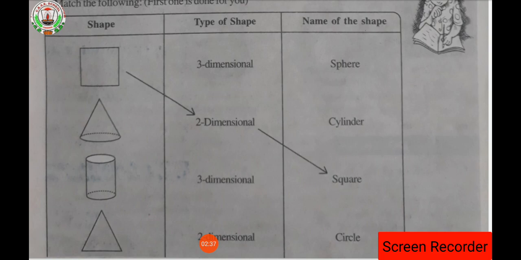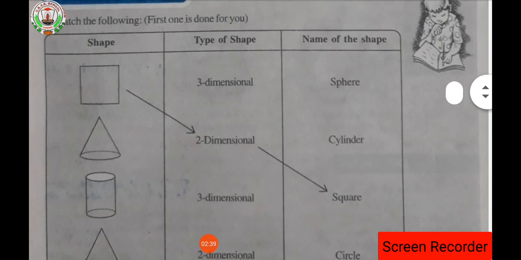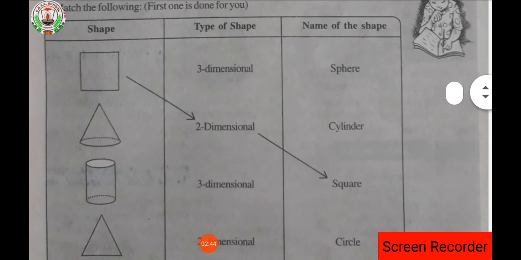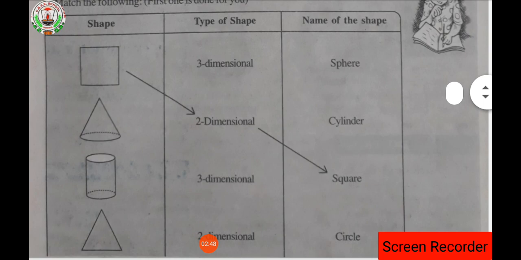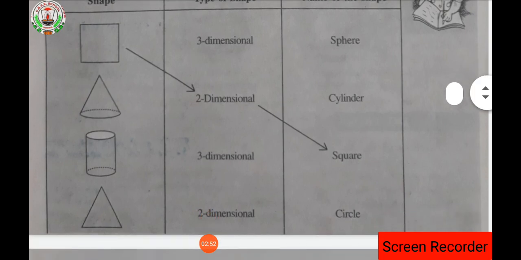This particular match the following is on two pages, first page and second page. The pictures of the second page I didn't click, so please go through the second page of your book and match in the book itself. You can use a pencil.